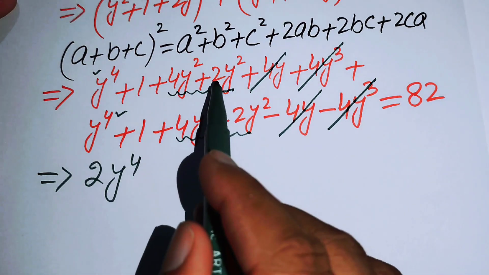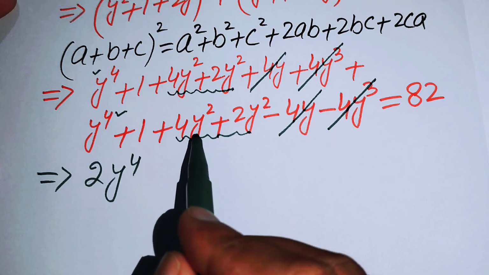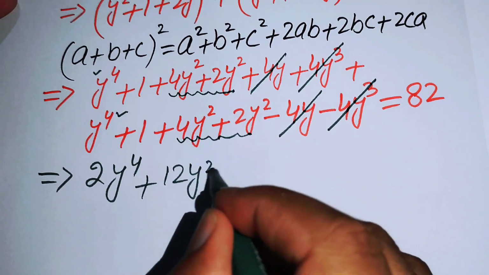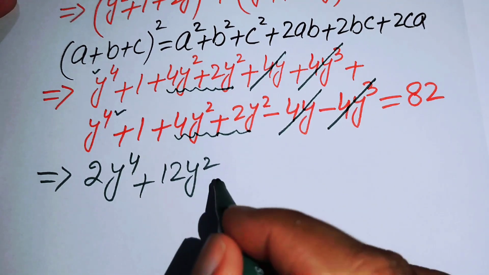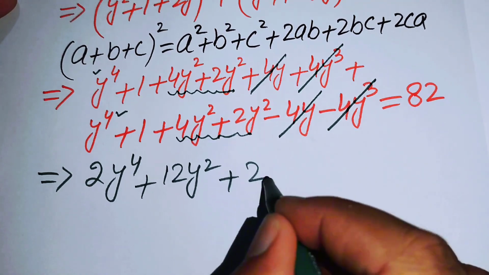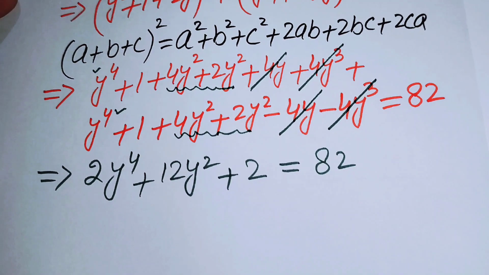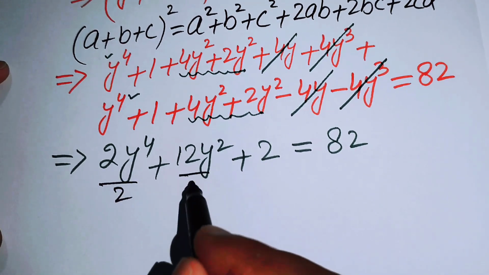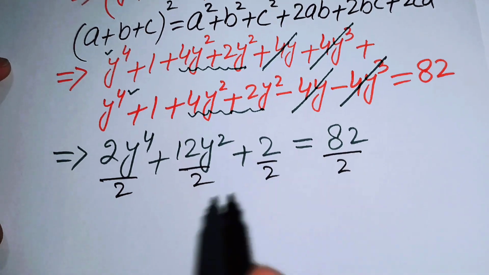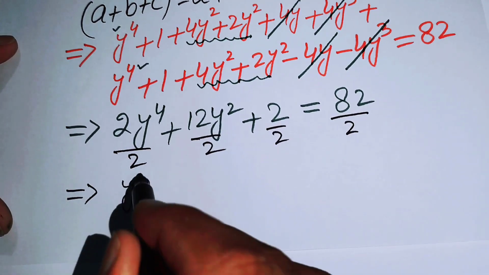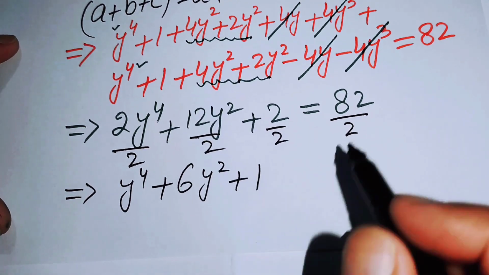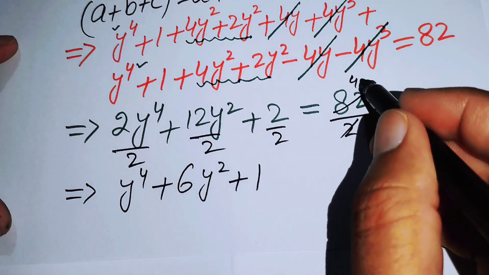So 4 plus 2 is 6y squared, 6 plus 4 is 10y squared, and 10 plus 2 is equal to 12y squared. After that we have 1 plus 1 is equal to 2, and this whole is equal to 82. Now you can see that each term is divisible by 2, so we can divide each term by 2 and you will get the remaining terms in the form of y to the power of 4 plus 6y squared plus 1, and here you get 2 4s are 8 and 2 1s are 2.